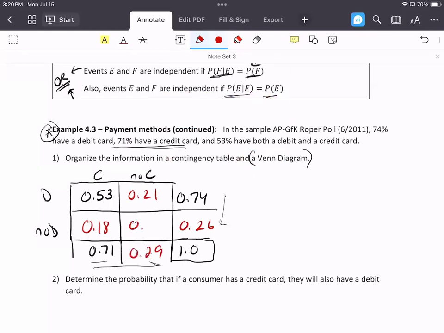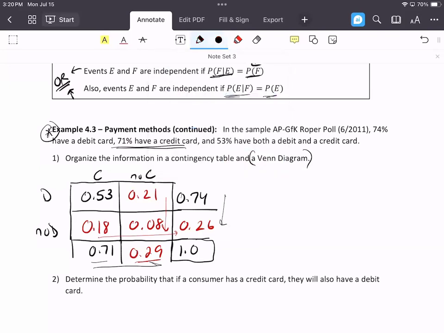The one nice thing is if I add down here, I got 0.29. I can double check myself and say, oh, they added across to get 0.26. Perfect. Now, what if instead I was doing this as a Venn diagram?